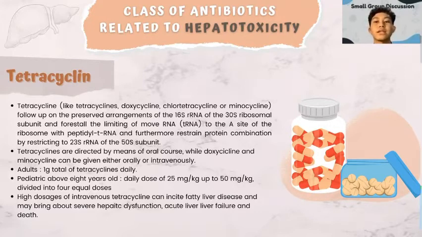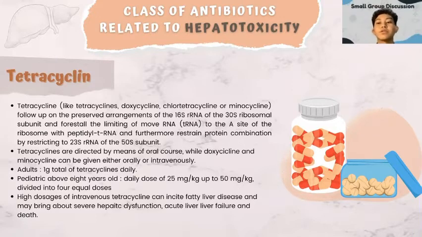So tetracyclines are administered by oral route, while doxycycline and minocycline can be given either orally or intravenously. So the dosing of tetracyclines is different in adults and children. Adults may get 1 gram total of antibiotic medication every day, which can be separated into 500 milligrams 2 times per day or 250 milligrams 4 times each day.